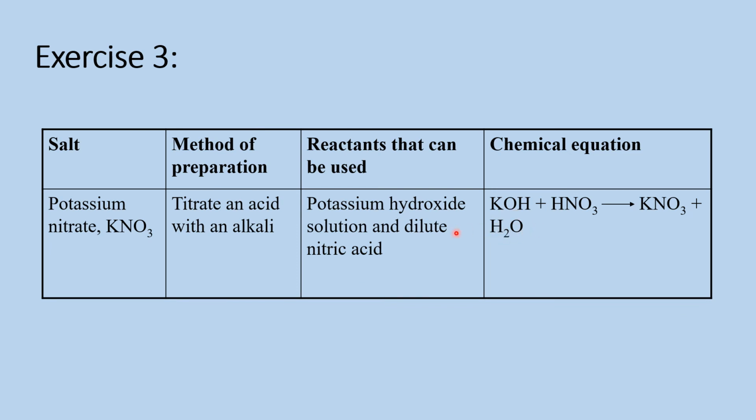Okay. So if I were doing this exercise, I should write the chemical equation first. Then I answer the method and reactants. So potassium hydroxide plus HNO3, you will produce potassium nitrate and water. Okay. So the method is titration with acid and alkali. Reactants that can be used are potassium hydroxide solution and dilute nitric acid.